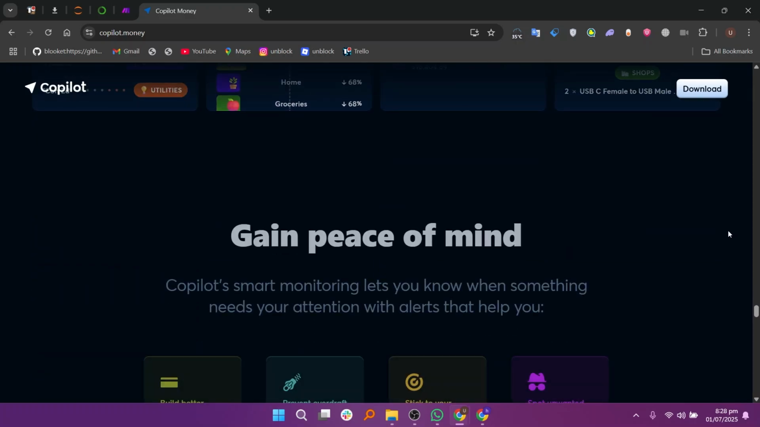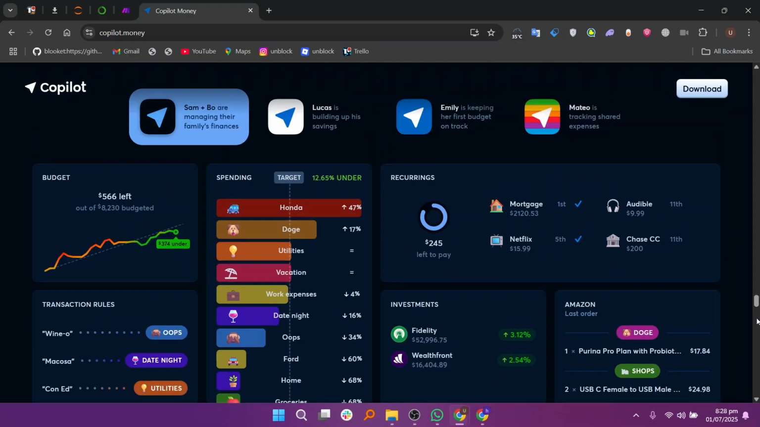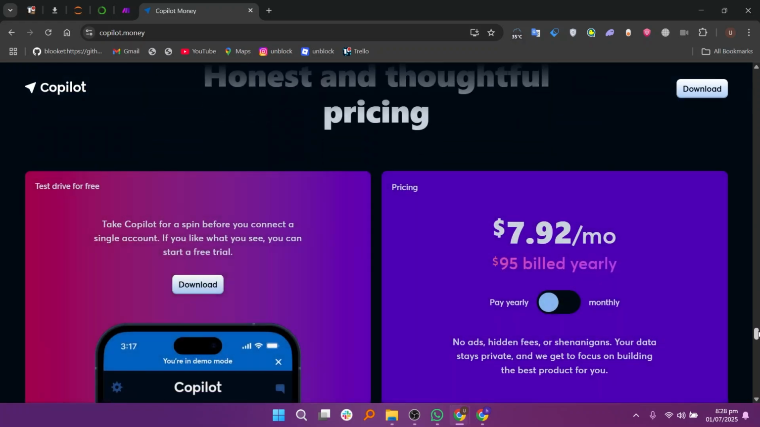Copilot charges a subscription after a free trial. Many users find its automation and insights well worth the cost.